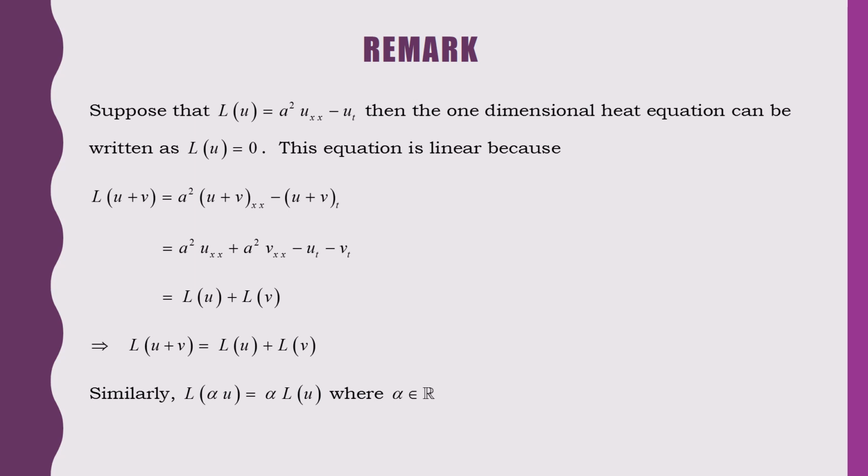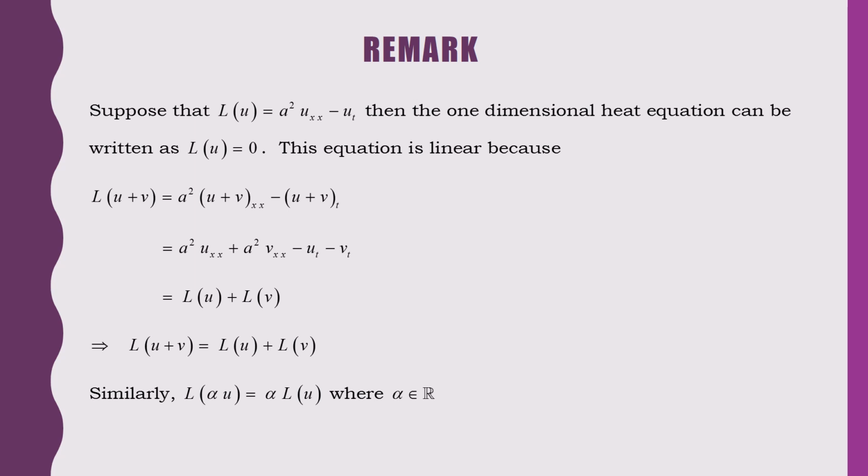Let's consider our one-dimensional heat equation again. The one-dimensional heat equation is u_t = a² u_xx. It can also be written as a² u_xx − u_t = 0.